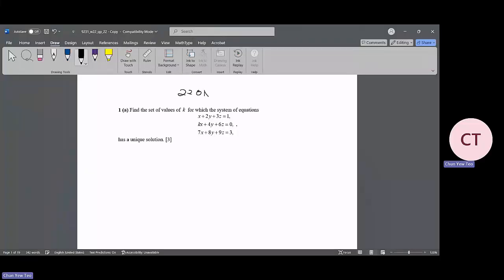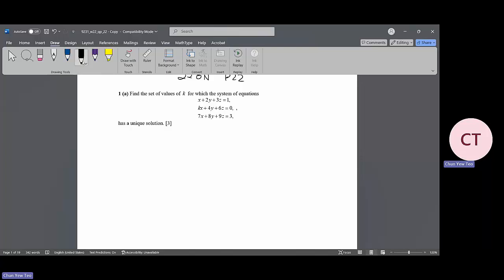2022 October November paper 22. So let's take a look at the first question. Find the set of values of k for which the system of equations given here has a unique solution. In order to have a unique solution, the determinant will not be equal to 0.